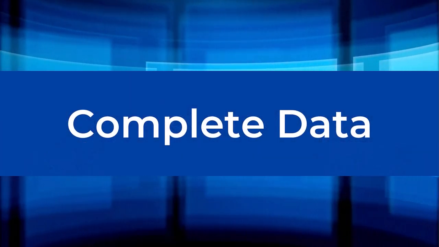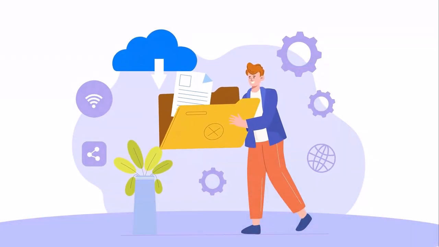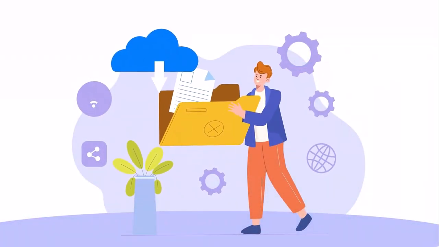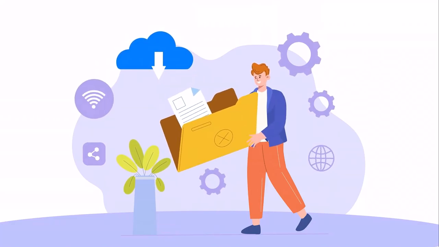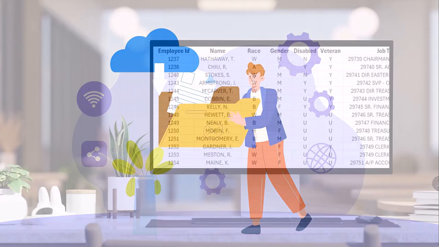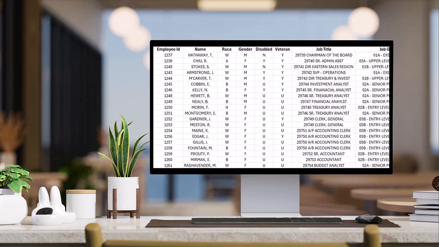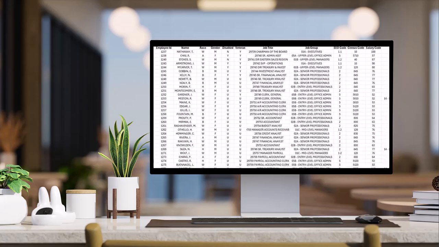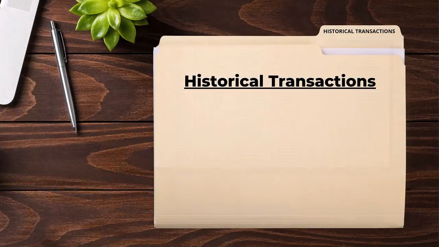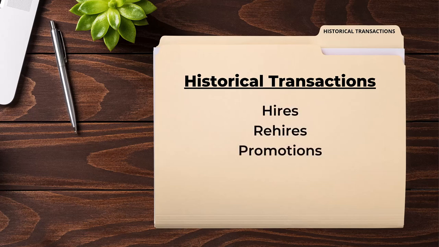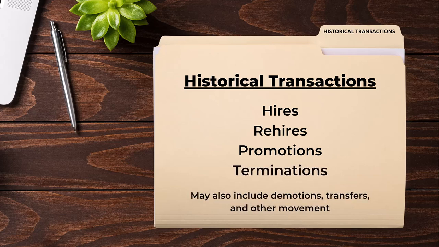The process starts with extracting data from your HRIS. You should also confirm that you have all the necessary data for the full period being analyzed. This involves verifying that the employee snapshot includes one record for each active employee as of the current plan or monitoring date. Additionally, the historical transactions file should capture all employment transactions during your monitoring cycle, including hires, rehires, promotions, and terminations. Some organizations may also include demotions, transfers, and other types of movement.